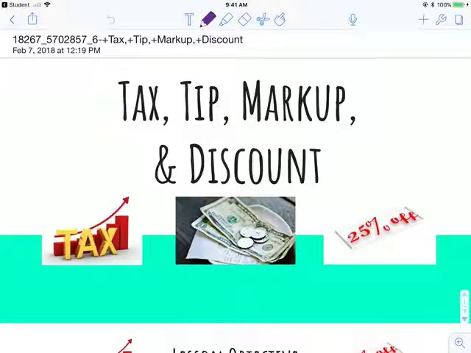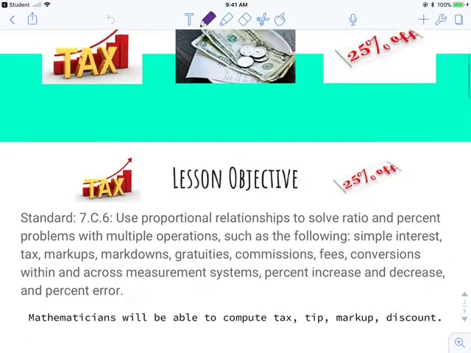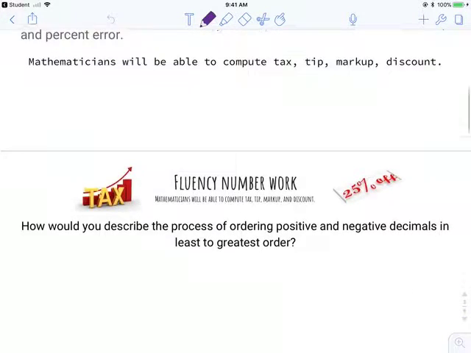Okay, today you're going to learn about tax, tip, markup, and discount. I typically don't solve these problems with proportions, but I'm going to do my best to show it with proportions because I feel like consistency, again, is key when doing all these percent problems.